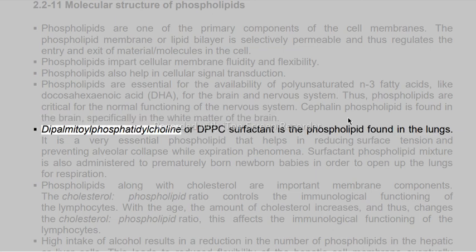Dipalmitoyl phosphatidylcholine or DPPC surfactant is the phospholipid found in the lungs. It is a very essential phospholipid that helps in reducing surface tension and preventing alveolar collapse during expiration. Surfactant phospholipid mixture is also administered to prematurely born newborn babies in order to open up the lungs for respiration.